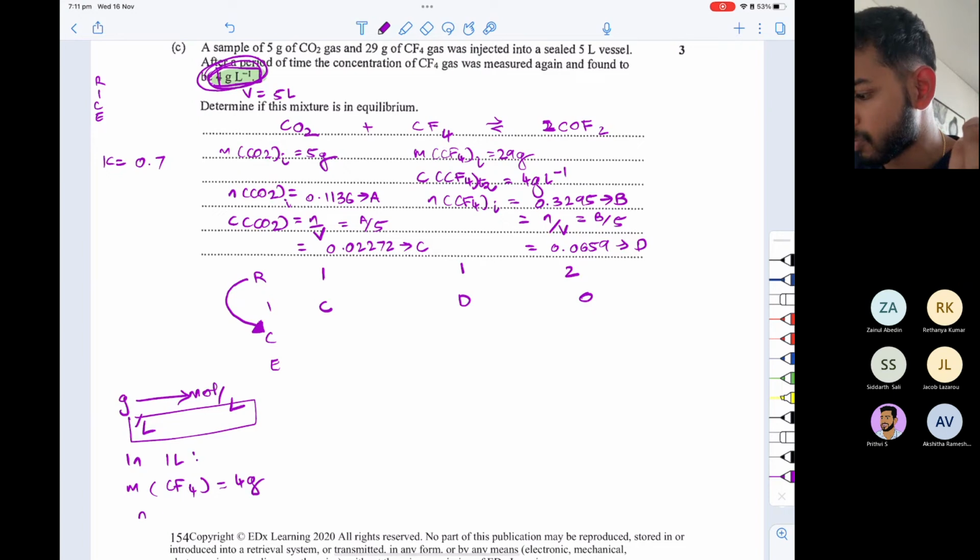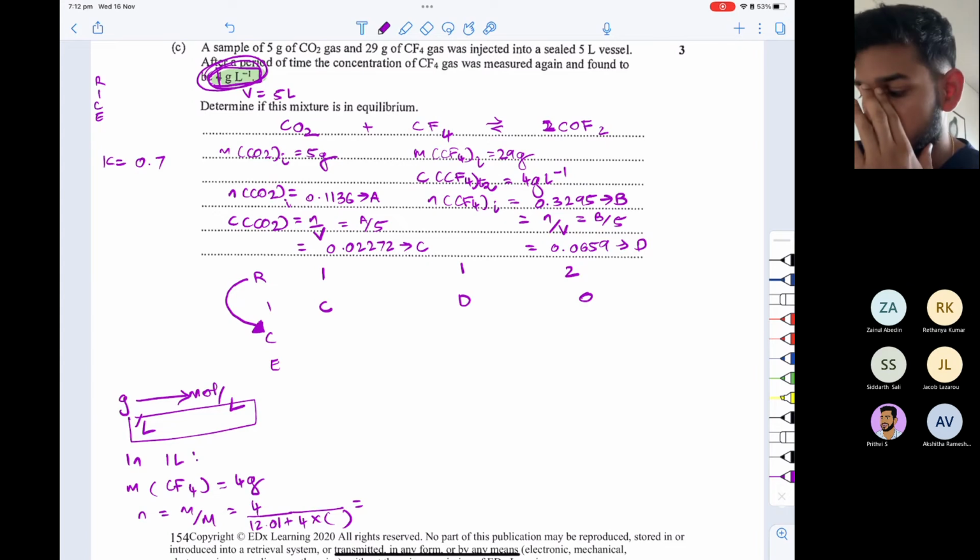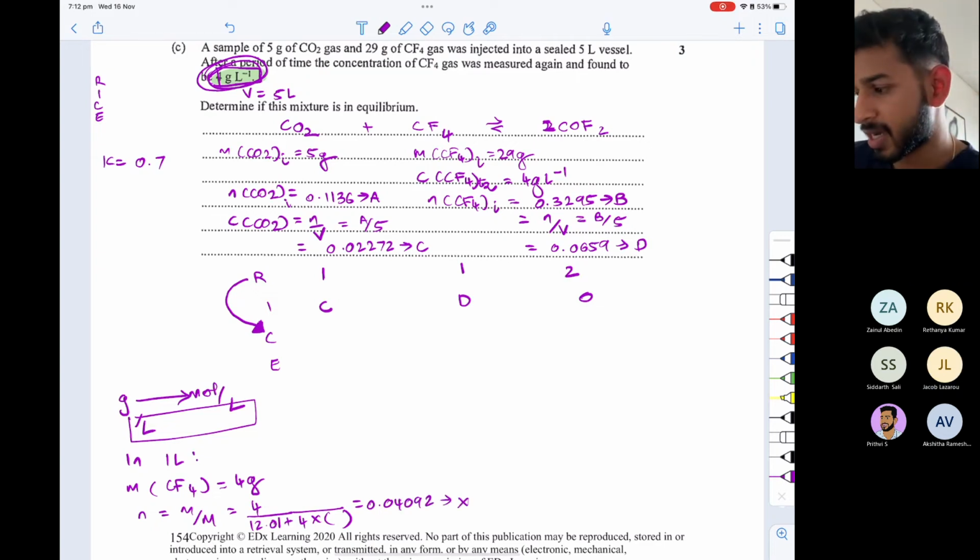So the number of moles is equal to mass on molar mass, which is equal to 4 divided by 12.01 plus 4 times whatever fluorine is. What do we get as our number of moles of CF4 in 1 liter? Can anyone tell me? I got 0.04092. Good. We're just going to store that as X, or whatever you want to store it as, right? So I straight away know in 1 liter, I have this many X moles.